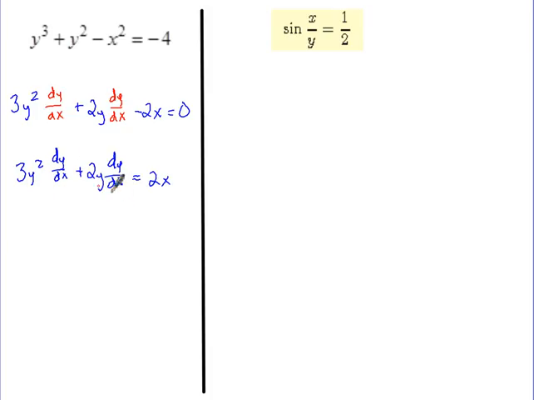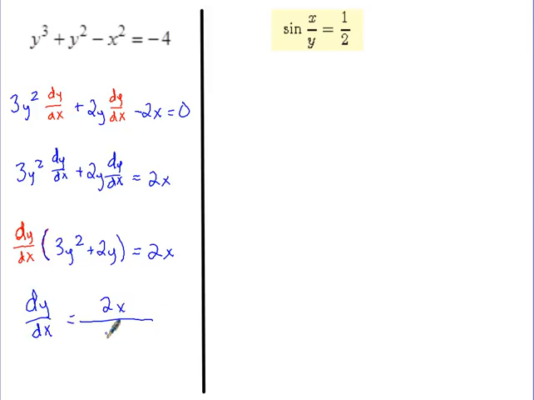They both have one, so then couldn't I factor it out from both? Okay, so I can factor out a dy dx from both of them. If I did that, what's left? Well, then I have a 3y squared plus 2y equals 2x. Now I only have one dy dx, and it's being multiplied by all this, so to solve, wouldn't it be 2x over 3y squared plus 2y.